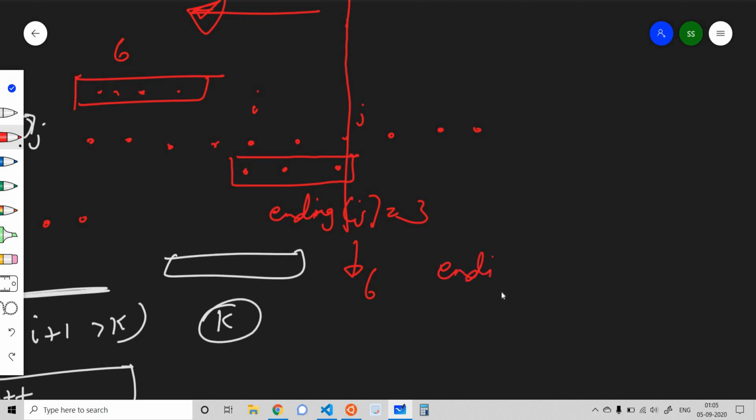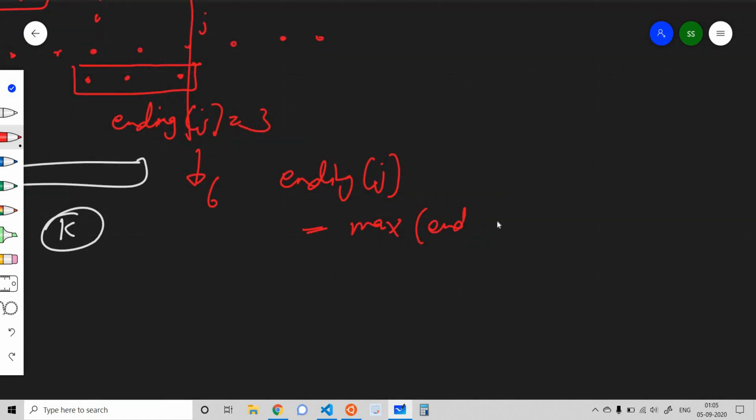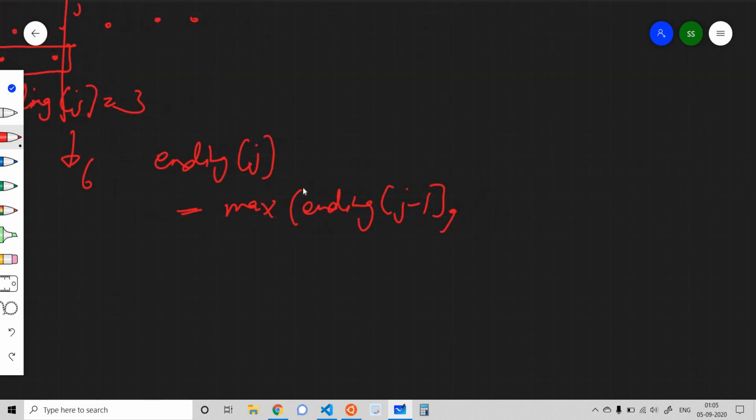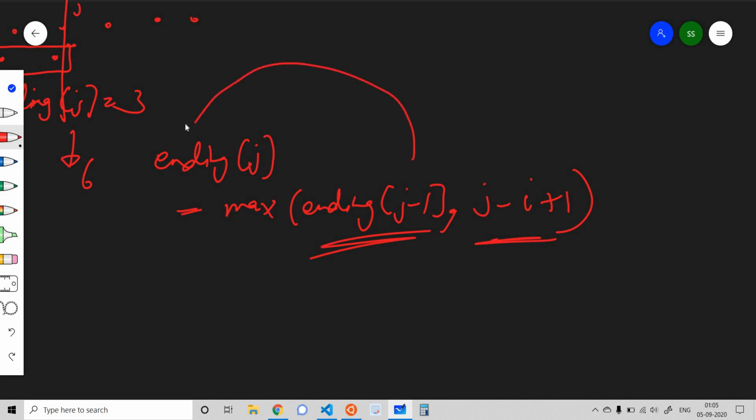So I am doing ending j is equal to the maximum of ending j minus 1, or, if the current window is covering more points than any other window which has been seen till this point, then it would be j minus i plus 1. The maximum value will be going into this ending j value.